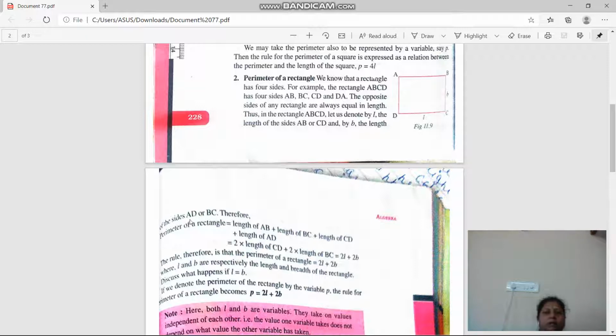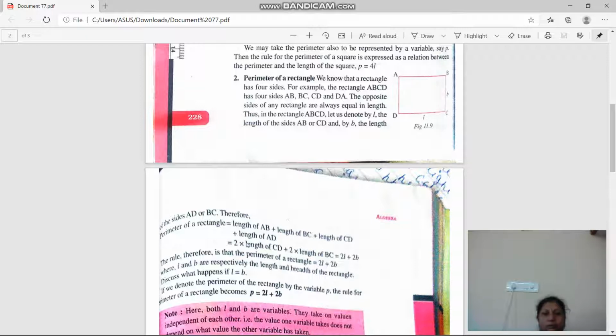Now see the other side, that is AD or BC. So if we consider AD as B, then BC is also B. These sides are B and these sides are L. Now the perimeter of a rectangle is equal to the length of AB plus the length of BC plus the length of CD plus the length of AD. See here, AB plus BC plus CD plus AD.